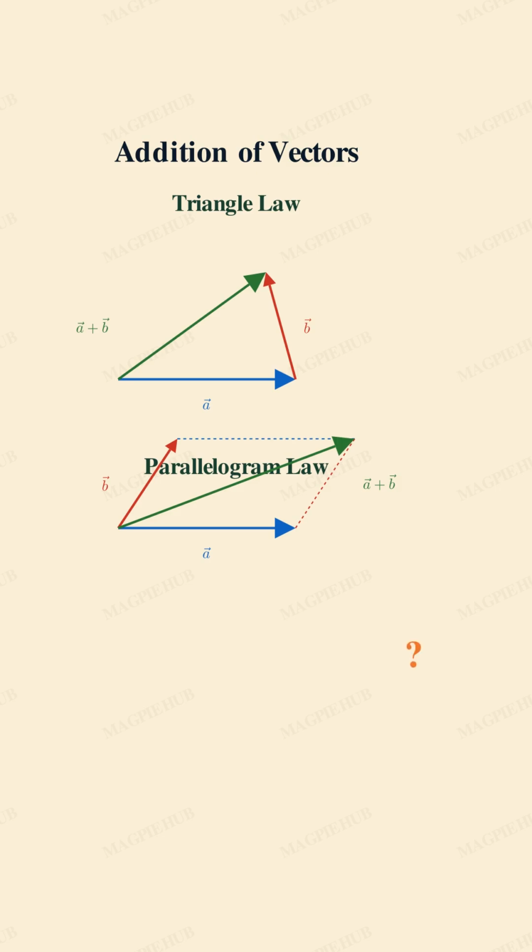But what if I have more than two vectors? Can I still use these rules? Yes. For multiple vectors, extend the triangle law; it becomes the polygon law. Place all vectors head to tail one after another. The resultant goes from the start of the first to the end of the last. Watch how we add three vectors using the polygon law.